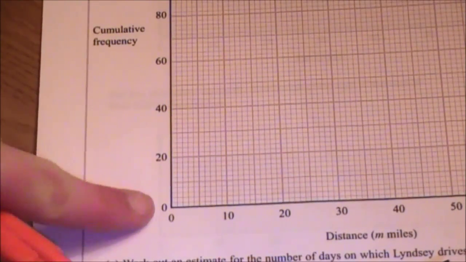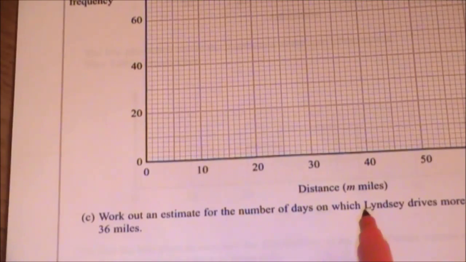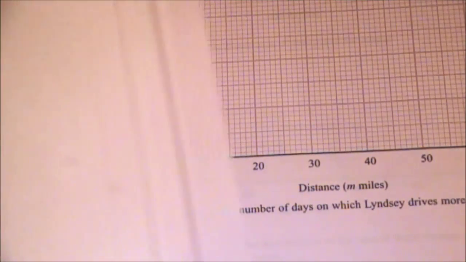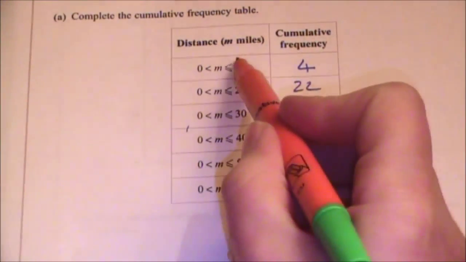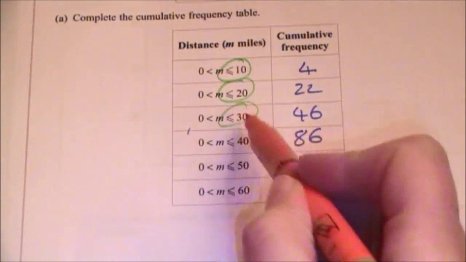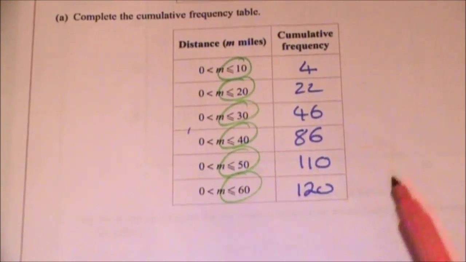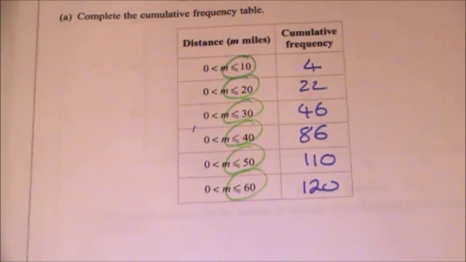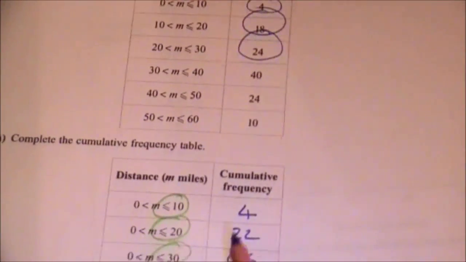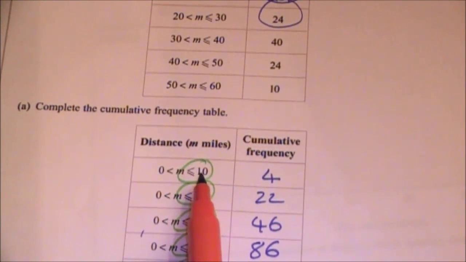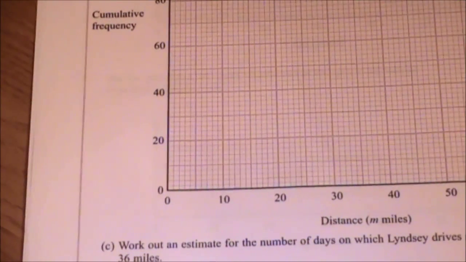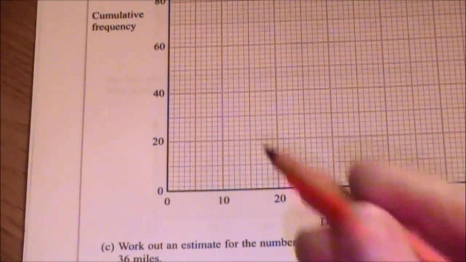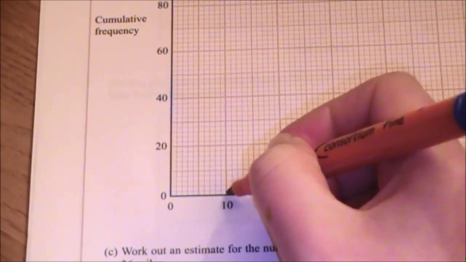Now part B asks me, on the grid, draw a cumulative frequency graph. So cumulative frequency goes up the side and the distance goes along the bottom. Now when you plot the points for cumulative frequency, you must always plot from the biggest distance. So I'm going to plot my first point, on 10 miles distance, and it's going to go up to a cumulative frequency of 4. So 10 miles up to 4.